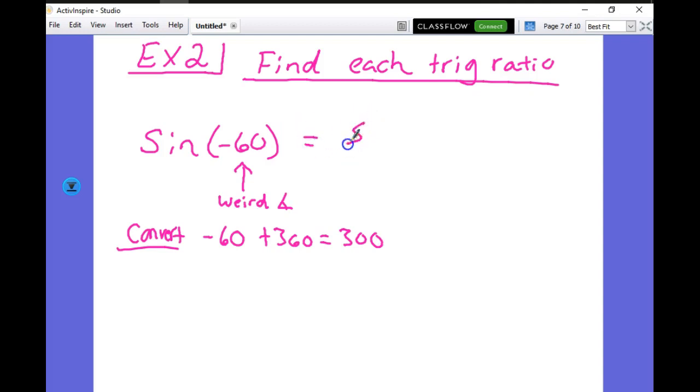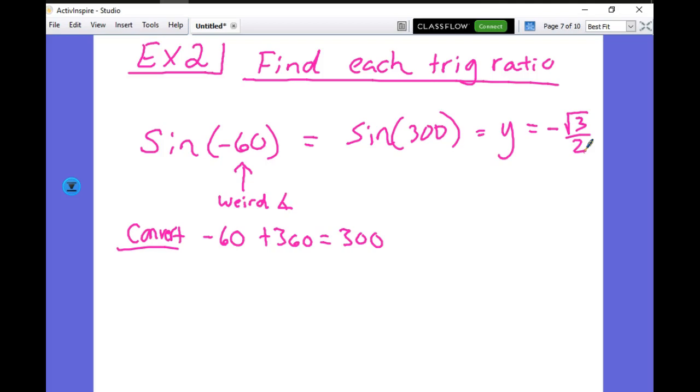So sine of negative 60 is the same as sine of what? 300, which is on our unit circle. Sine is the y value. So what is the y value at 300 degrees? Negative radical 3 over 2. There you go. All right, that makes sense. Good.